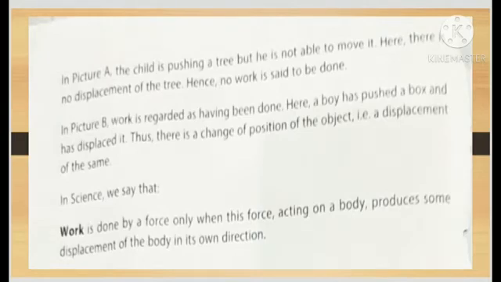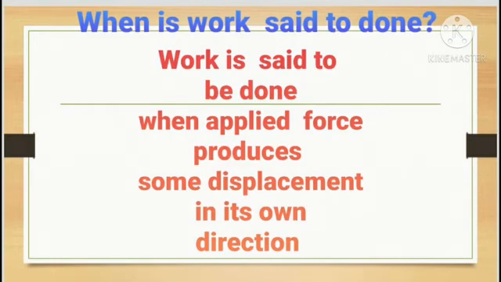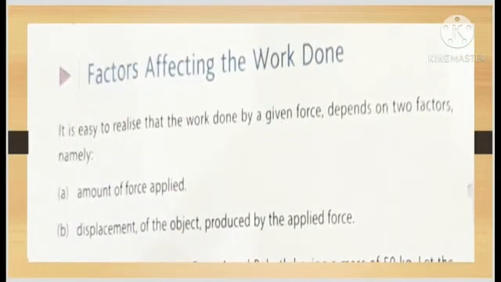So if someone asks what is work, your answer will be: work is an activity in which we apply a force and produce some displacement in the direction of applied force. That is called work. Likewise, when is work said to be done? Work is said to be done when applied force produces some displacement in the direction of applied force in an object. After that, let's discuss what are the factors affecting the work done.